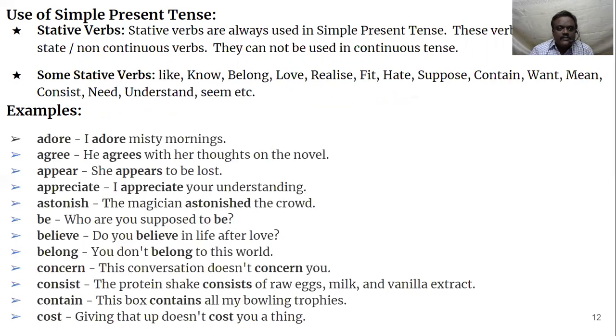Okay, examples are: I adore misty mornings. We cannot say I am adoring. I adore, that's all. He agrees. We don't say he is agreeing. She appears. We don't say she is appearing. I appreciate. I am appreciating, not possible. The magician astonished. We cannot say the magician is astonishing. Who are you supposed to be?